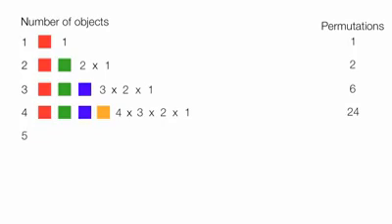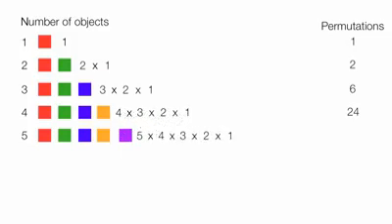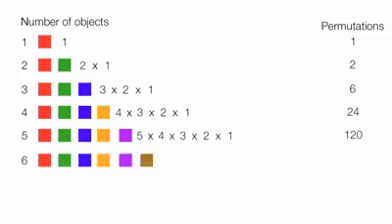Now I have 5 objects, or n is equal to 5. And I take 5 times, you guessed it, 5 times 4 times 3 times 2 times 1, and this is equal to 120. And now I'll imagine I have 6 objects. You probably understand now it's going to be 6 times 5 times 4 times 3 times 2 times 1, and this is equal to 720 permutations.